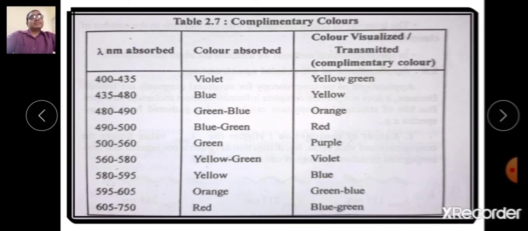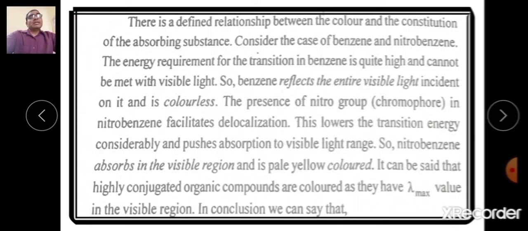And therefore there is a definite relation between the color and the constitution of the absorbing substance. The relationship is very important because this decides which color the substance will have. Now look at the case of benzene. We are going to study the case of benzene.